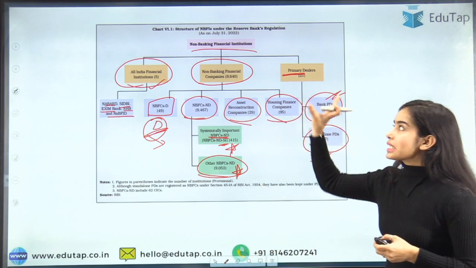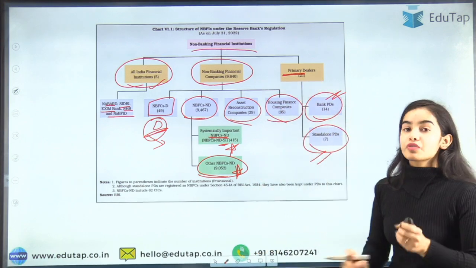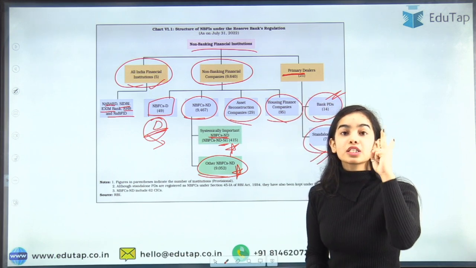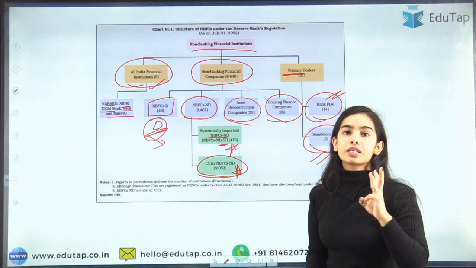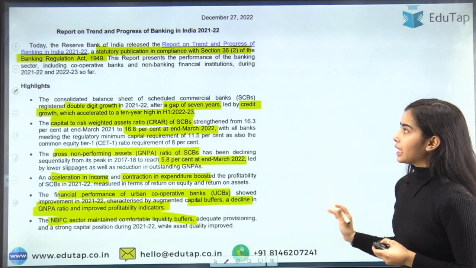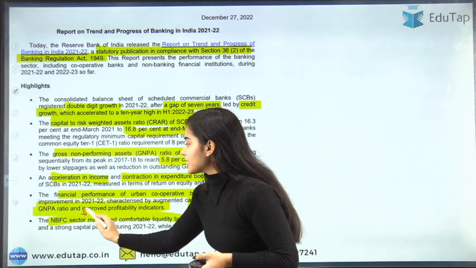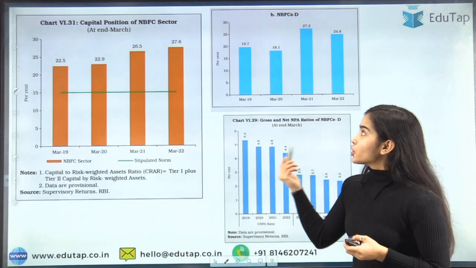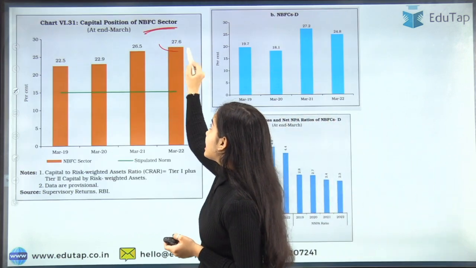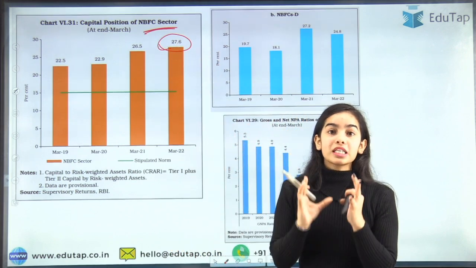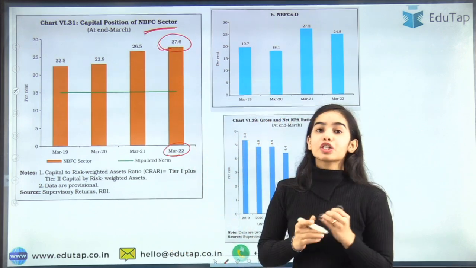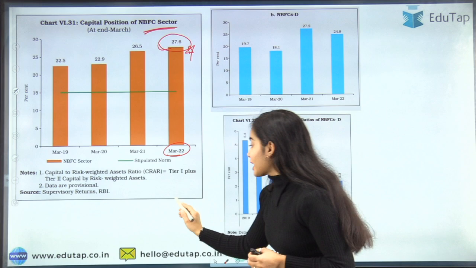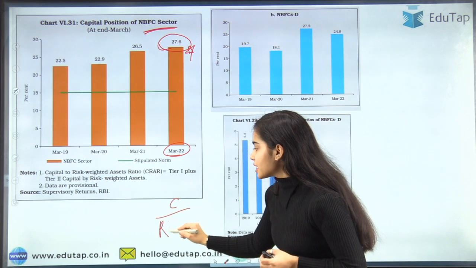So I hope you have understood the structure of the non-banking financial institutions, which is broadly categorized into three categories. First is all India financial institutions, second is non-banking financial companies, and third is primary dealers. After understanding this, now let's see how the NBFC sector has maintained comfortable liquidity and capital buffers. Here we can see that the NBFC sector has maintained 27.6% CRAR by the end of March 2022. So that is quite high. They were maintaining 27.6% capital buffer against risk-weighted assets.